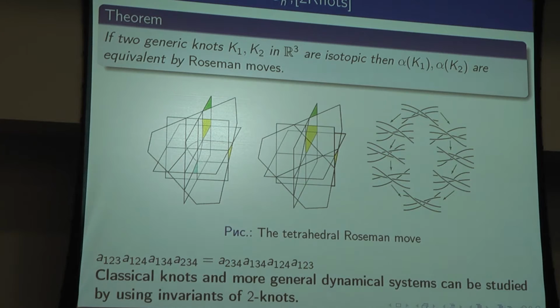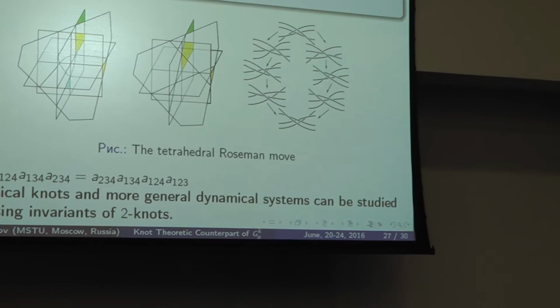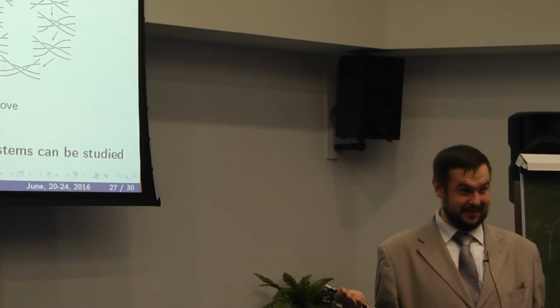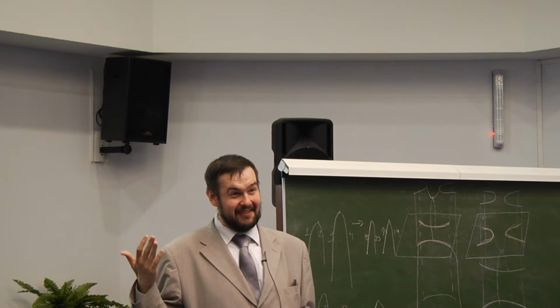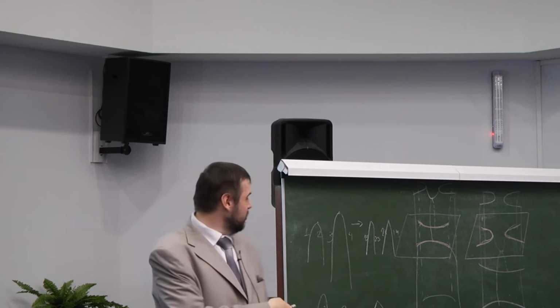So the comment is that if we record only one-dimensional information, it will be too weak. But if we record the information of the two-dimensional complex as a whole, we will get quite a powerful thing which records a lot. At the braid level, we will have only moves like that, but we will not have this.